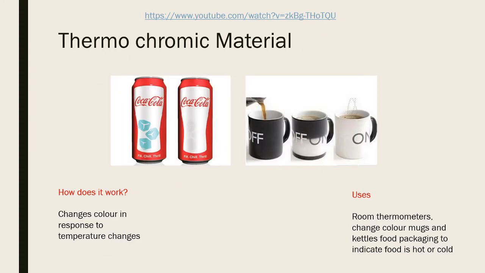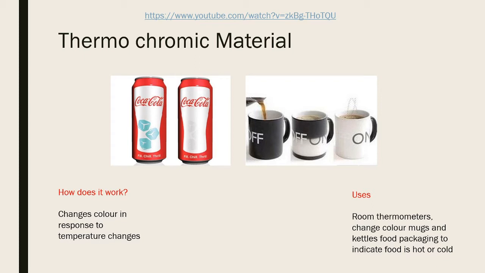The next one is thermochromic material. This is one you've probably covered before at GCSE if you've done it. Thermo means heat. So essentially it's material that changes colour in response to a change in temperature. The most common ones you may have seen on viral videos are things like mugs, where if you pour hot water into it, the pattern or the colour of the mug changes in reaction to the heat.